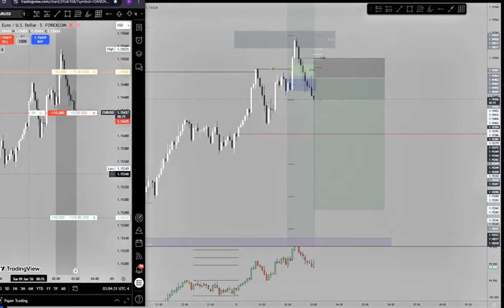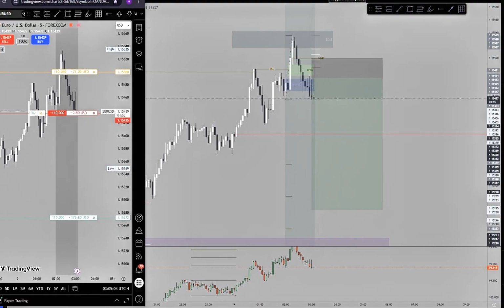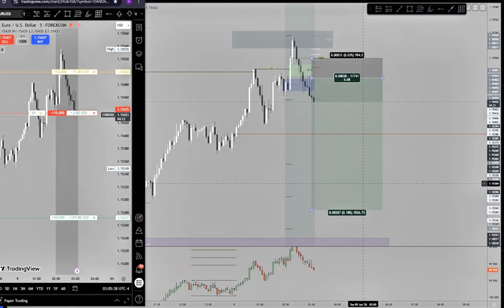After taking the Asian highs and trading into the 2.5 standard deviation level, price started showing signs of weakness. We can see multiple rejections from this area that I'm highlighting on the chart. At that point, I got my first confirmation, a 5-minute CISD.